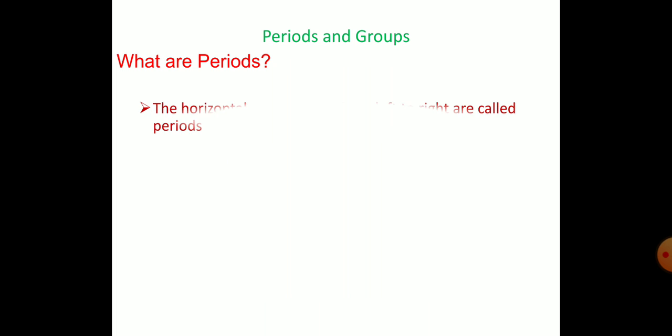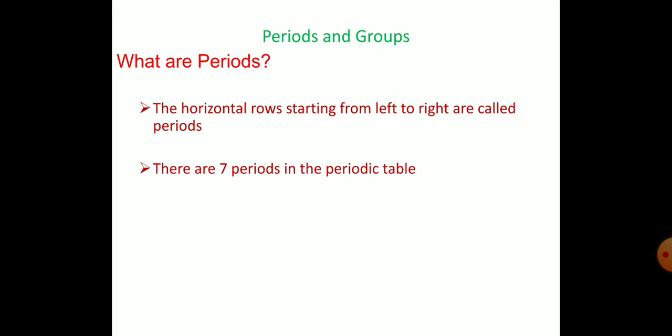Now we are going to learn what is called a period and what is called a group. Do you remember what a period is? Yes, the horizontal rows starting from left to right in a periodic table are called periods. Then how many periods are there? We have already studied that. There are 7 periods present in the periodic table.